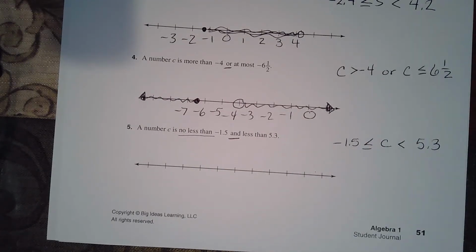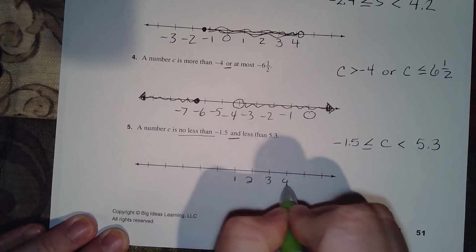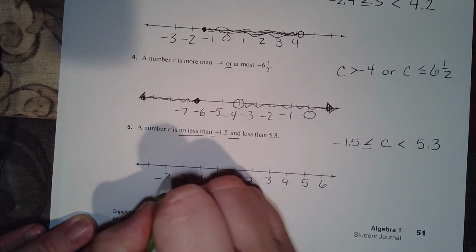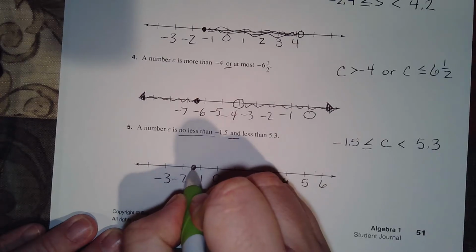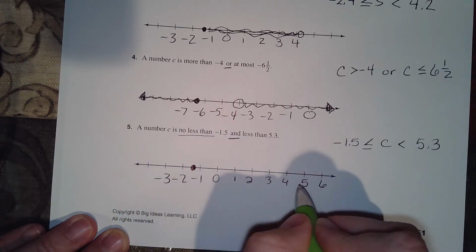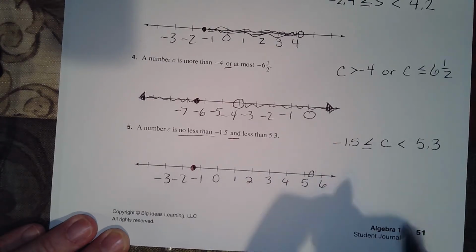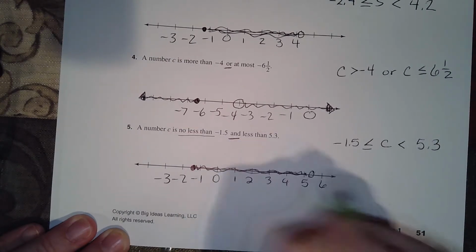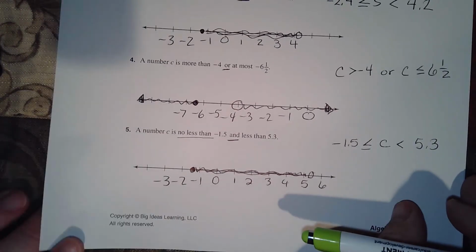Now, we're going to take and we're going to graph this. So I have 1, 2, 3, 4, 5, 6, 0, -1, -2, -3. So -1.5 is right here, and it is a solid. The other one is going to be 5.3, which is almost half, but not quite. So I'm going to kind of skew it there. And once again, we are shading between the two. Okay, so now we've practiced on 5 problems. Let's look at 6 through 10.